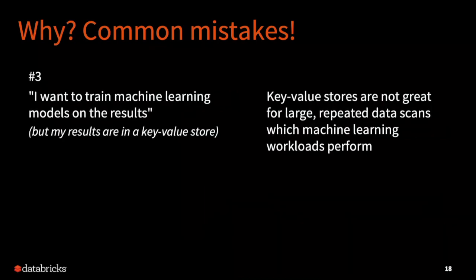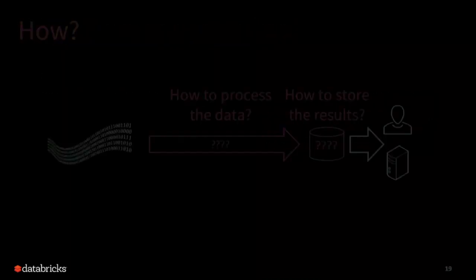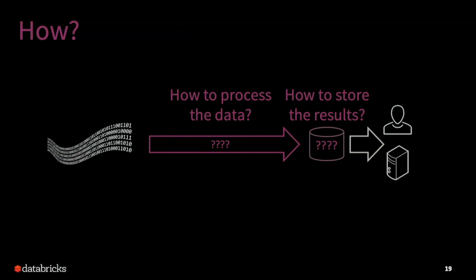Third is that I want to train machine learning models over the data that I've collected through my ETL pipeline, but somehow someone decided that the data is in a key value store, which in some cases is okay. But if you're training machine learning models, most machine learning models train by scanning over the entire data, and key value stores are not great for scanning over multiple data. So that is probably not the best design for building machine learning models at the end. So you have to think about what platform you're using. Anyways, I can go on and on about such mistakes, but let me move forward.